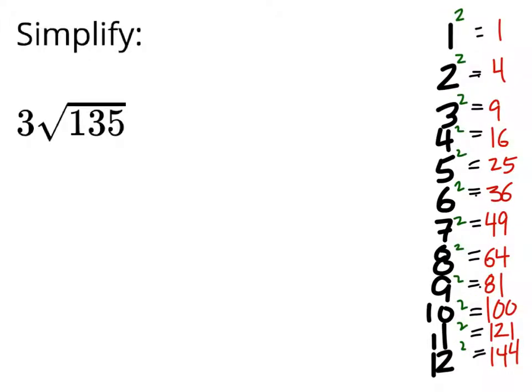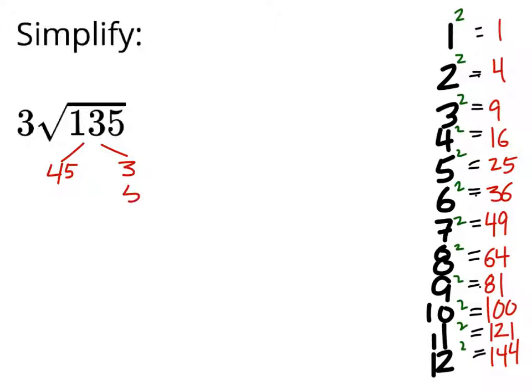Alright, so let's take a look at this one. 3 times the square root of 135. And we'll use the same method on this one. I'm going to split that 135 up. Let's see, 8, 9. So it's divisible by 3 at least. 3 and 45. Neither of those are perfect squares though, so that's no good.